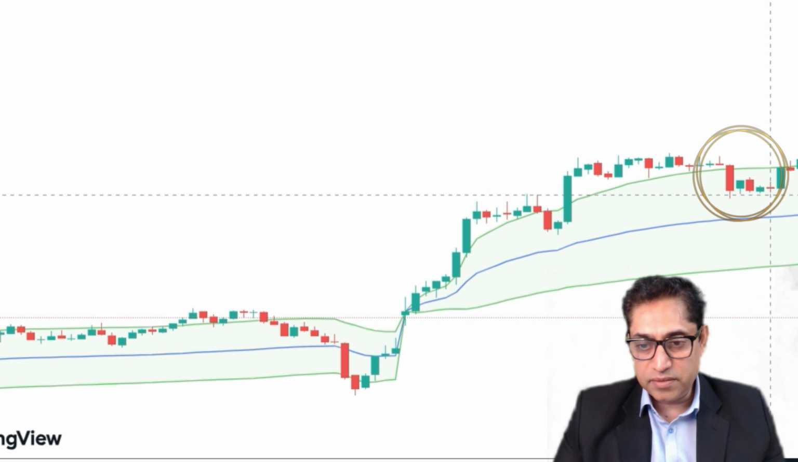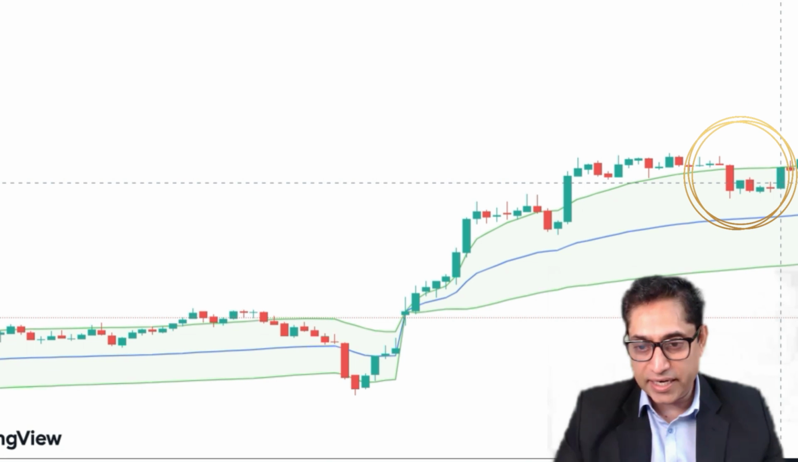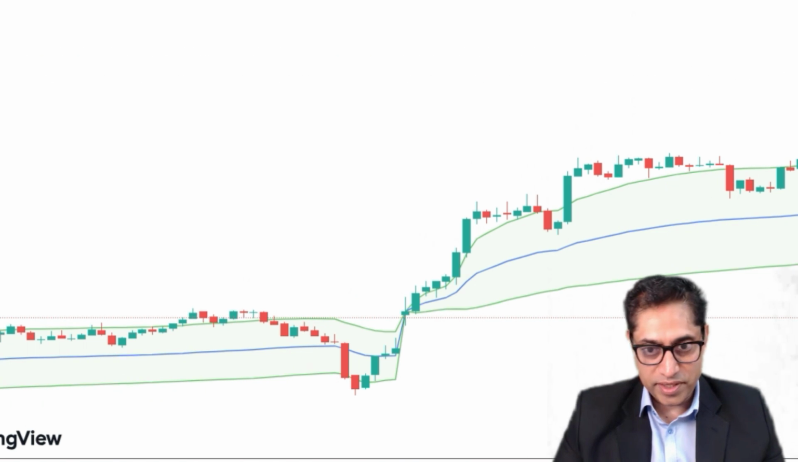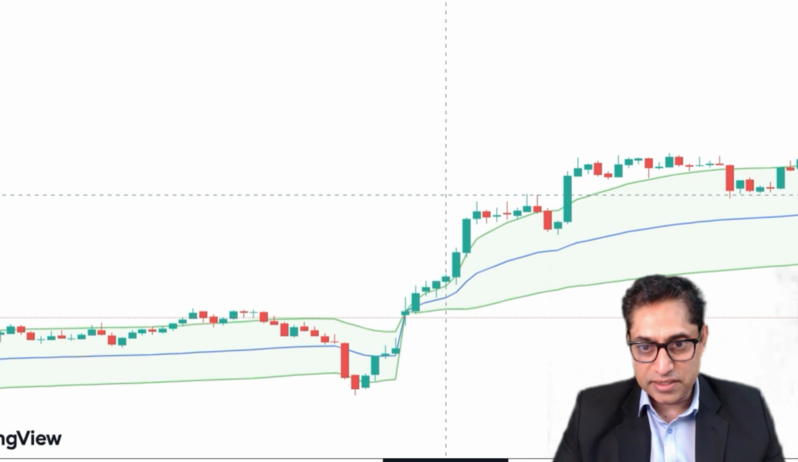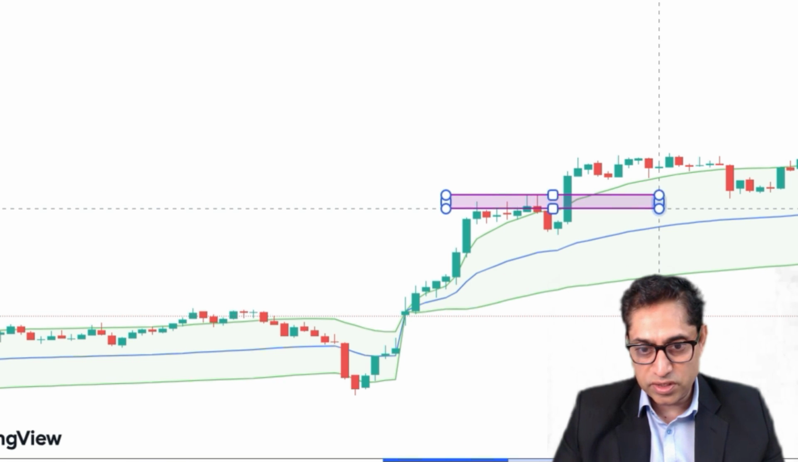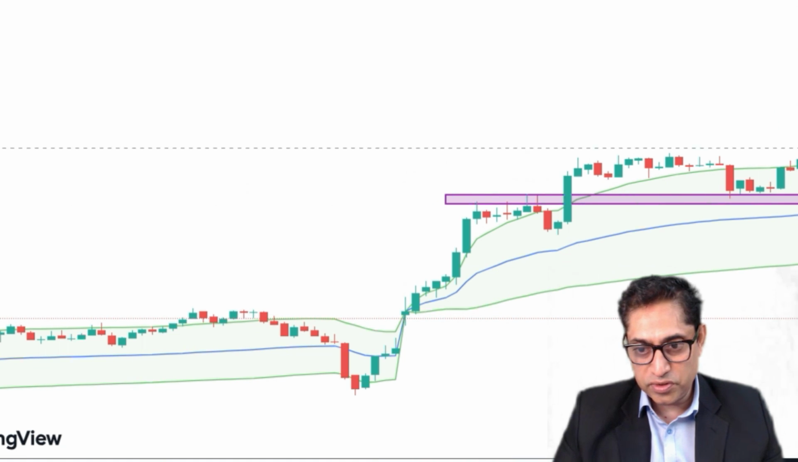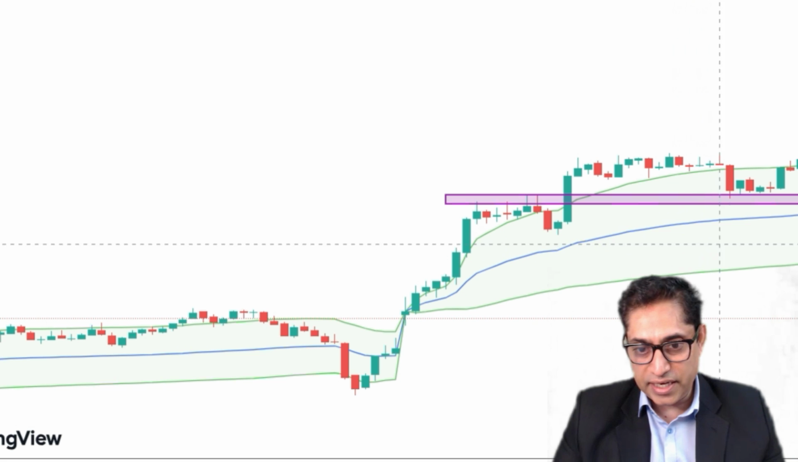So here you can see some good candlestick patterns like a doji candlestick pattern or even an engulfing candlestick pattern, which clearly tells you that the price is going to go up from here. So for example, let us draw a support and resistance. So this resistance zone has now got converted into a support zone. You can see it very, very clearly.